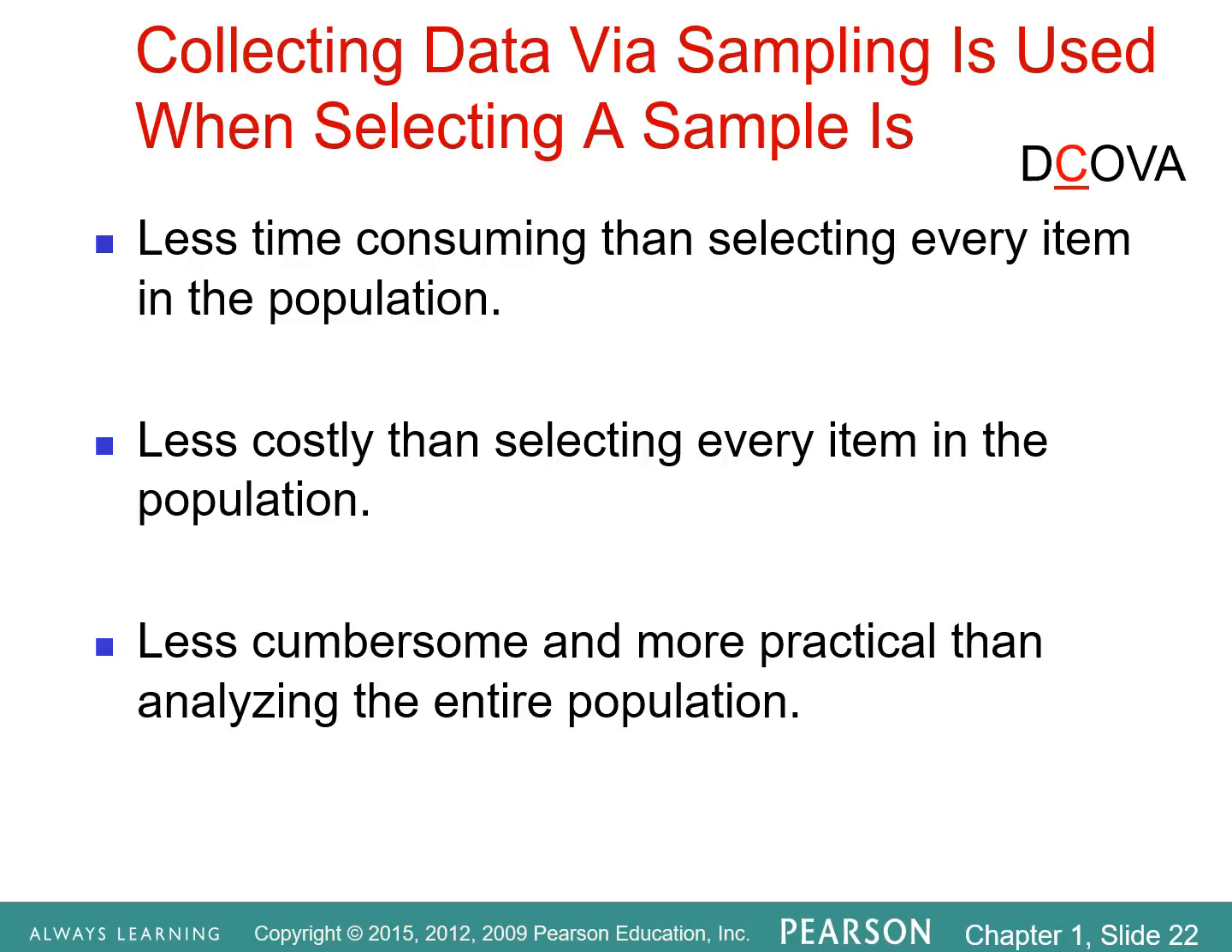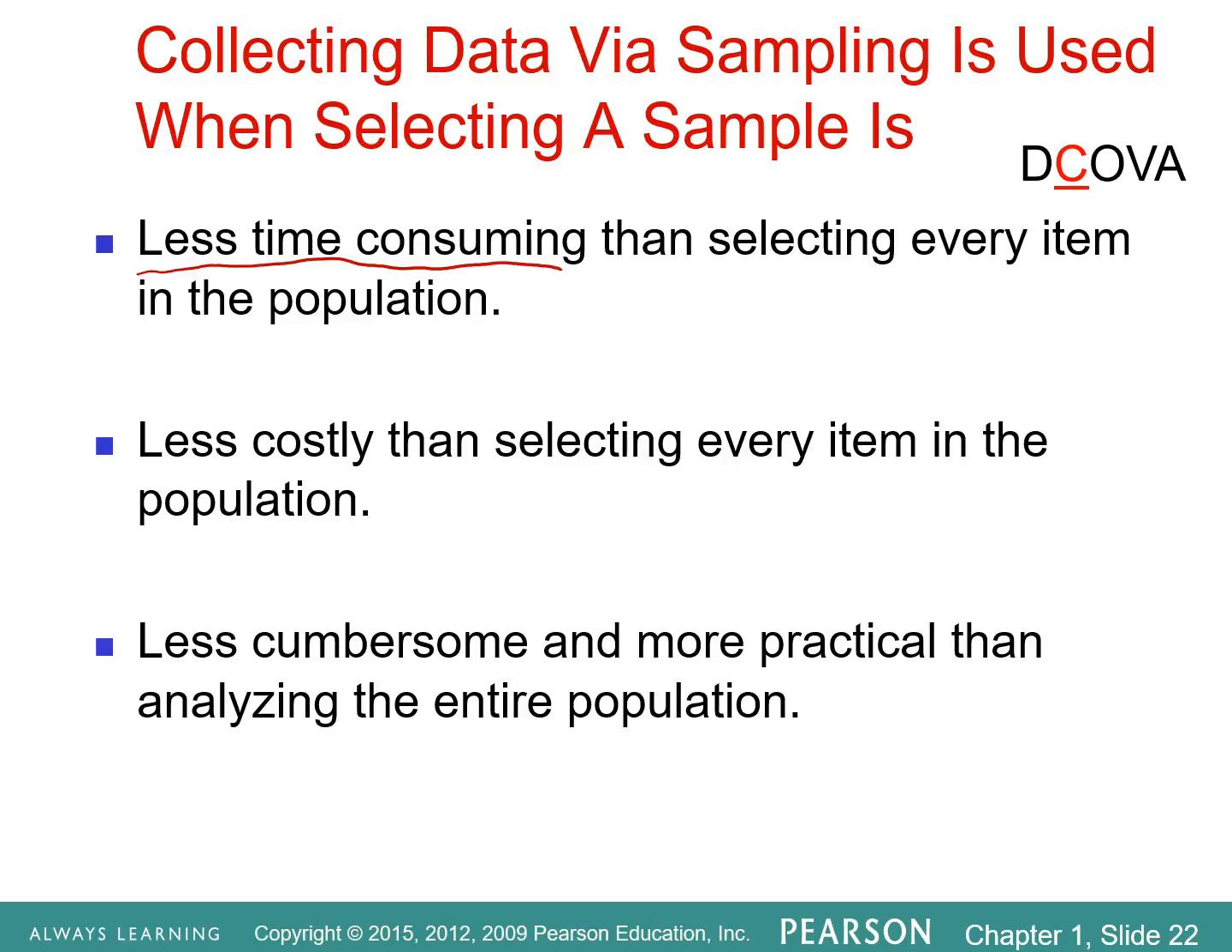So collecting data via sampling is used when selecting a sample. We take samples because it's less time consuming. I actually can't imagine trying to ask everyone. That's why the census takes so long, and they require so many hundreds of volunteers in every city. It takes quite a bit of time. I think it actually takes them a whole year to do this census data. So taking a sample is less time consuming than selecting every single item in the population.